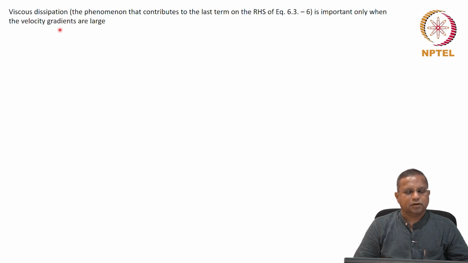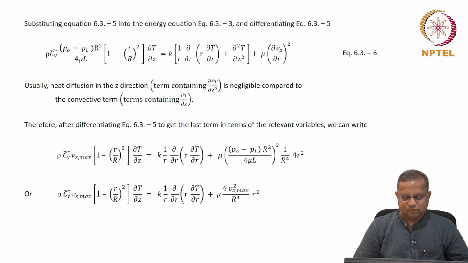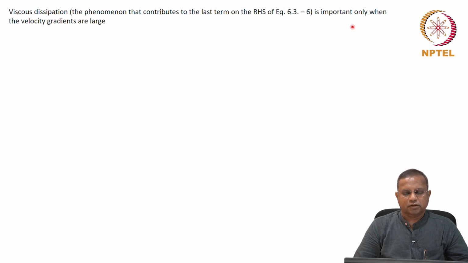Now, viscous dissipation, the phenomenon that contributes to the last term in the RHS, which is this, right? This is coming directly from here. This is viscous dissipation, the energy term. It's important only when the velocity gradients are large. That comes from dou Vz dou R. So only if the velocity gradients are large would this term even be relevant.